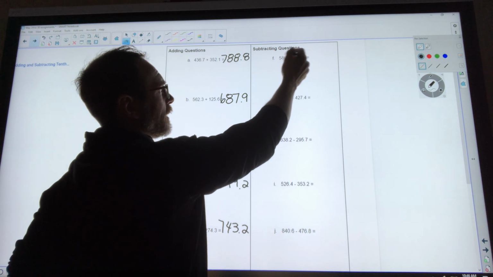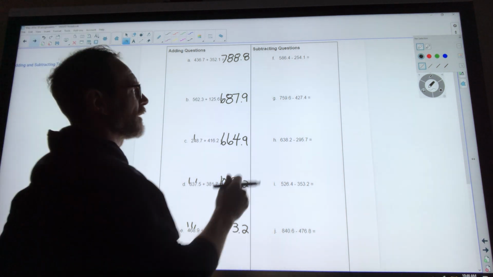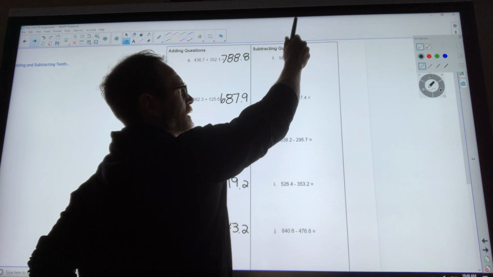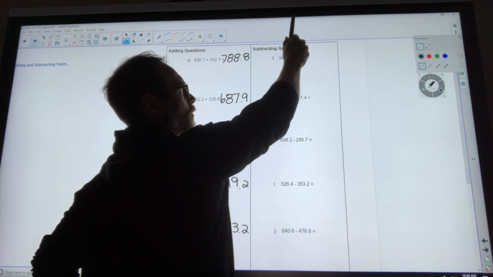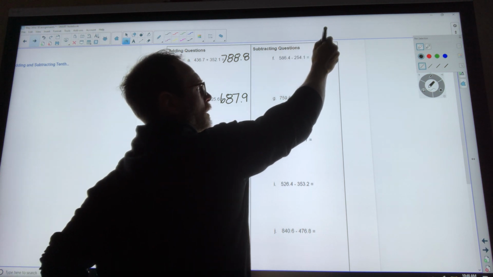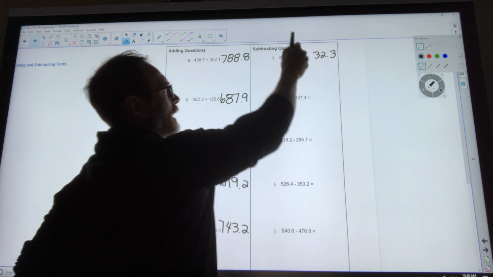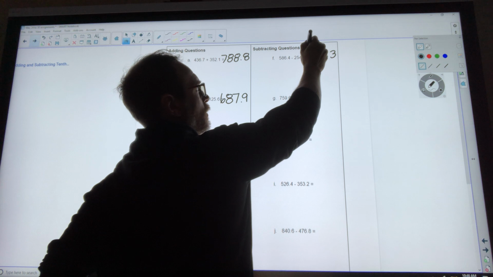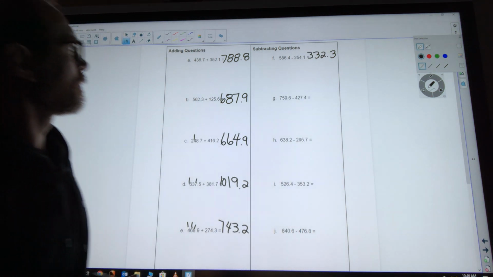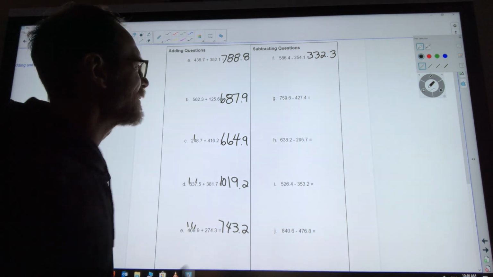Over to the subtraction questions. So I have 586 minus 254. My answer is going to be 300 something, probably in the low 300s, looking at my question. So I'm going to start with the tenths to get it exact. 4 tenths minus 1 tenth is 3 tenths. Put my decimal down. 6 minus 4 is 2. 80 minus 50, well, 8 minus 5 is 3. And 500 minus 200, well, 5 minus 2 is 3. Yes, that's right, 332.3. Just double checking.